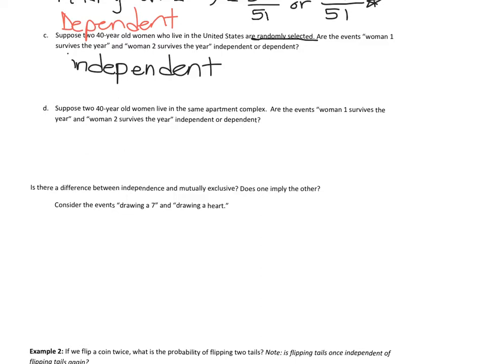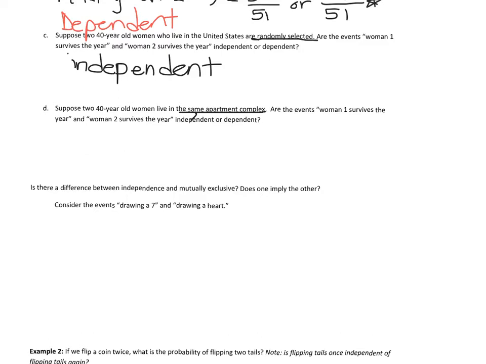Well, it's no longer random, right? Because these women live in the same apartment complex. So actually the probability that they're surviving affects each other. For instance, let's say there's a carbon monoxide leak in their apartment and the first woman dies. Well, that's going to affect the probability of the second woman surviving, because the carbon monoxide is going to go to the other woman's house and then she's going to die too.